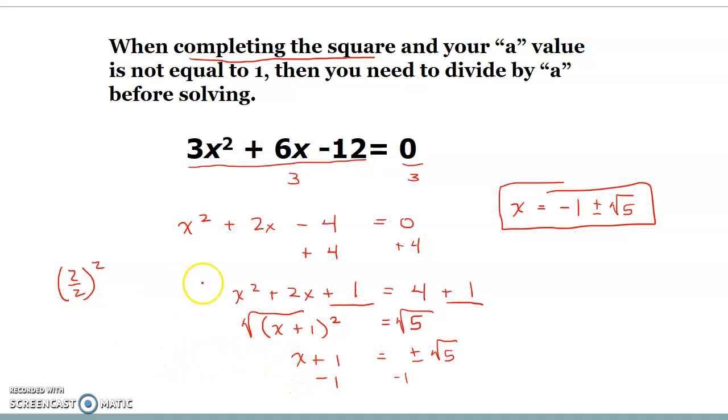All right, so I hope that made some sense. It does take some practice. So if you want to go into your Khan or your IXL accounts and work on completing the square, I highly recommend it. Make sure you're adding to both sides. Make sure you're doing half of b squared.